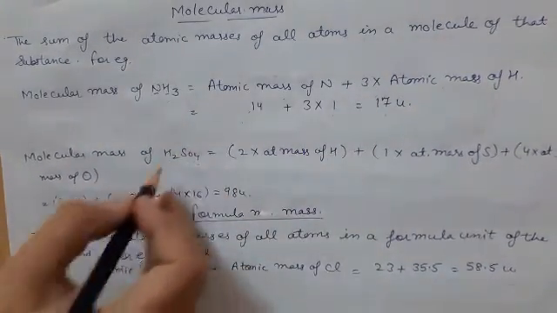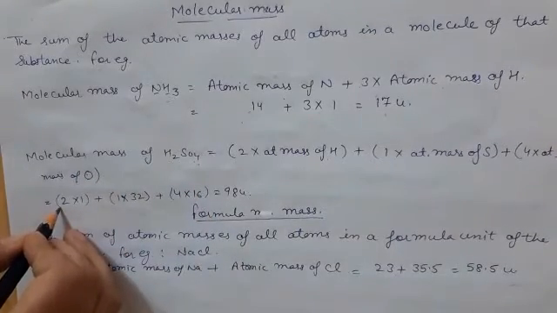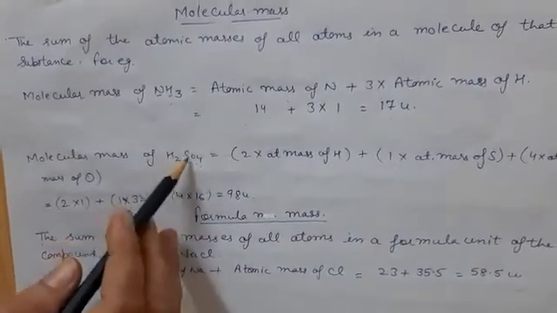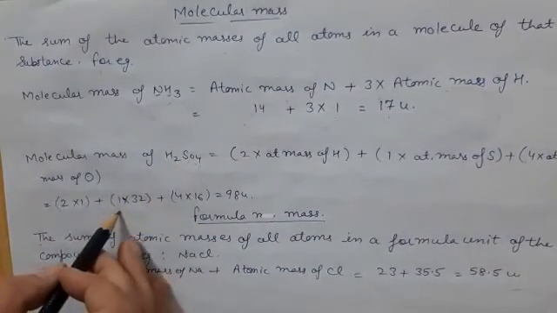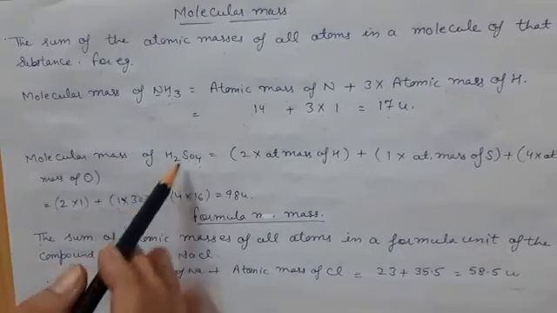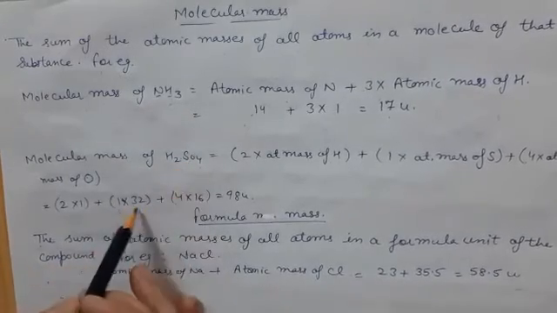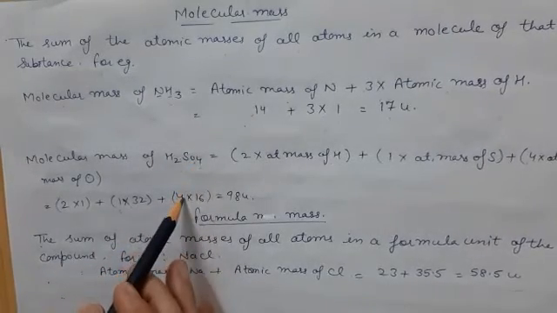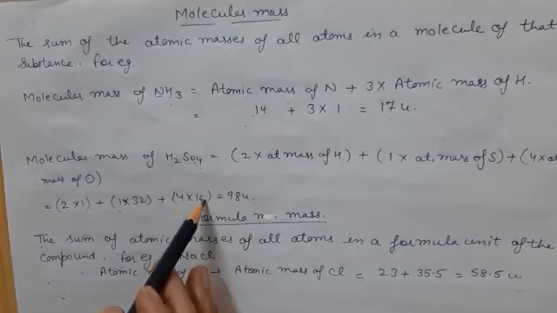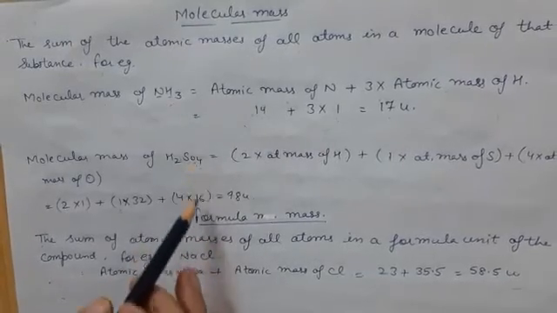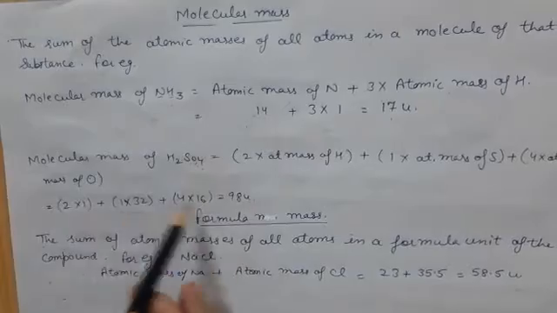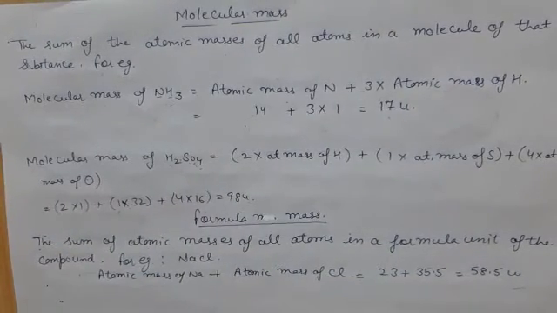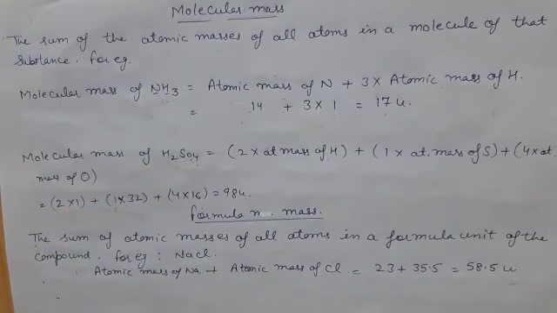So the number of atoms of hydrogen is 2, into the atomic mass of hydrogen, which is 1. The number of atoms of sulfur is 1, into the atomic mass of sulfur, that is 32, plus 4 is the number of atoms of oxygen, into 16, the atomic mass of oxygen. After calculation we get 98 u, that is the molecular mass of sulfuric acid.